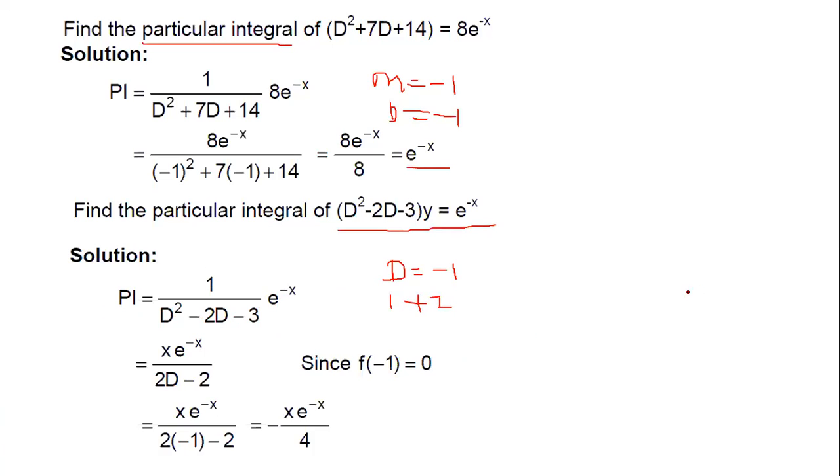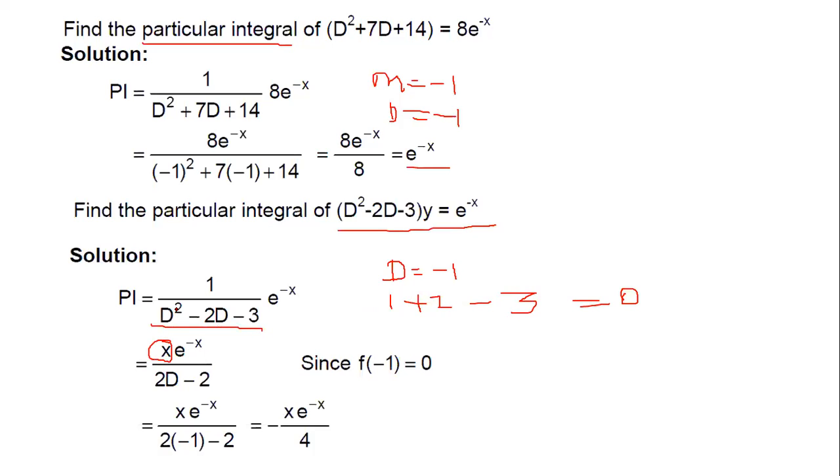Plus 2 minus 3. So what is the denominator here? 0. Therefore, if the denominator is equal to 0, then what will be the next step? We have to multiply with x in the numerator and differentiate with respect to D in the denominator.